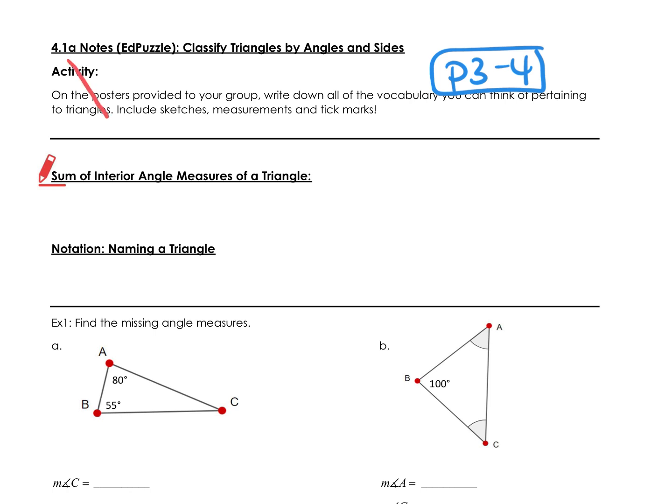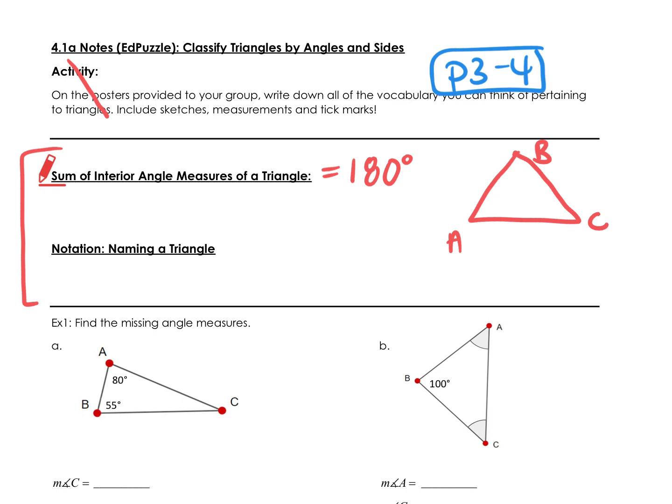We're skipping this first activity, but please get out your red pen so we can fill in this box. So the sum of interior angle measures of a triangle. Most of you already know this, but the interior angles of a triangle just always add up to 180 degrees. Okay, so if I have some triangle, A, B, and C, the measure of angle A plus the measure of angle B plus the measure of angle C will always add up to 180 degrees.